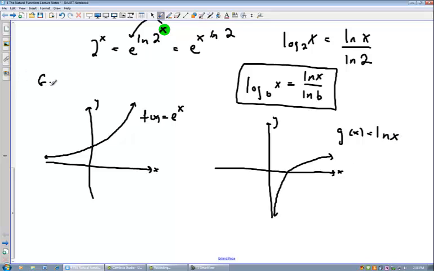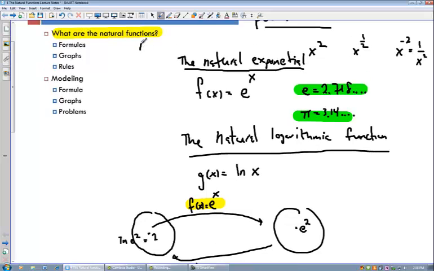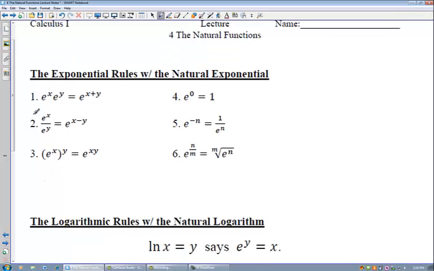And so here are the graphs that you should be familiar with. Above here were the formulas. And then we're going to talk about the rules that you've seen before and review them. So for the rules, let's take a look here. This is the handout I gave you in class. So when you multiply the natural exponential function, you add exponents.